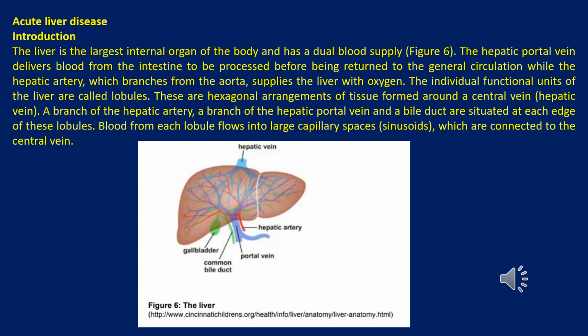The individual functional units of the liver are called lobules. These are hexagonal arrangements of tissue formed around a central vein, that is the hepatic vein. A branch of the hepatic artery, a branch of the hepatic portal vein, and a bile duct are situated at each edge of these lobules. Blood from each lobule flows into large capillary spaces, that is sinusoids, which are connected to the central vein.